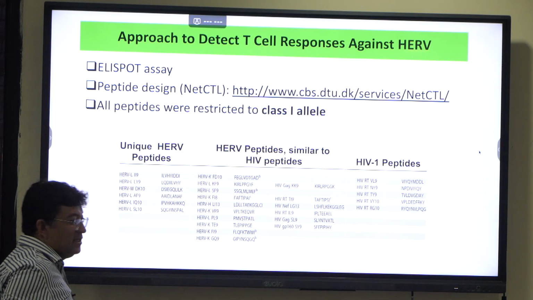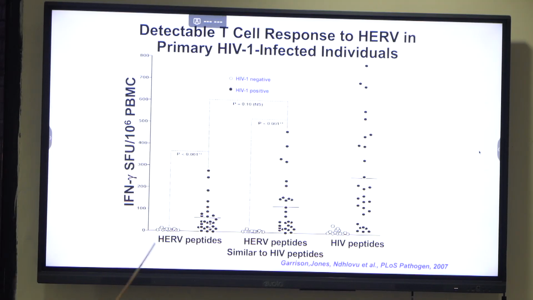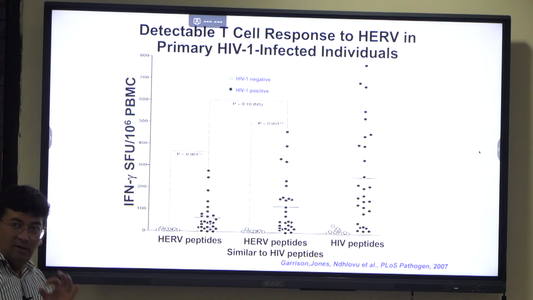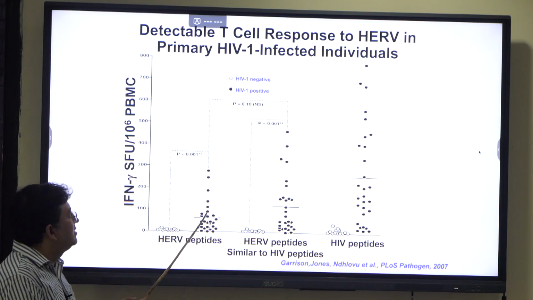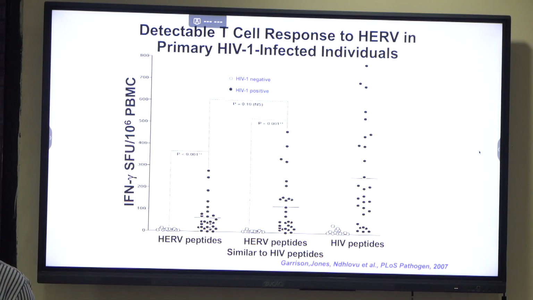All peptides were restricted by HLA class 1 allele. You see this particular graph. Here there are two categories: HIV negative, the empty or white circles, and HIV positive, the black circles. If I focus on those peptides which are HERV peptides, unique to human endogenous retroviruses, you see that there is an upregulation of these responses. There is a significantly higher magnitude of T-cell response against HERV in HIV positive individuals compared to HIV negative. What does it suggest? It suggests that people who are HIV infected have also developed T-cell response against human endogenous retroviruses. So you see how the story is coming up.